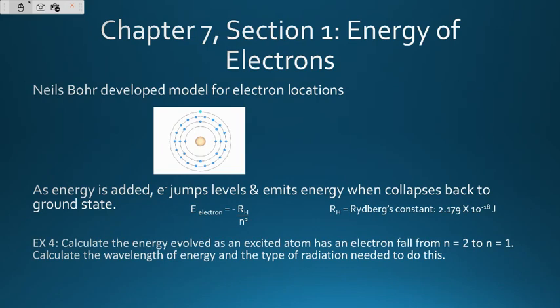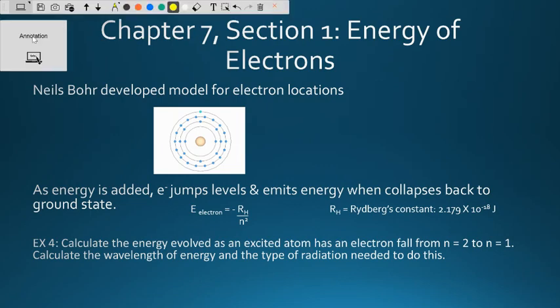So let's put it in play and calculate the energy evolved as an excited atom has an electron fall from energy level 2 to energy level 1. We'll talk about electron configurations in the next video, but basically it's saying from this shell going back down to this shell. Now calculate the wavelength of energy. There's a key word here, and the type of radiation needed. So we're going to go back to our graphic of that wavelength and what that equates to. Is it an X-ray? Is it infrared? If it's visible light, which wavelength of light would it be, and so on.